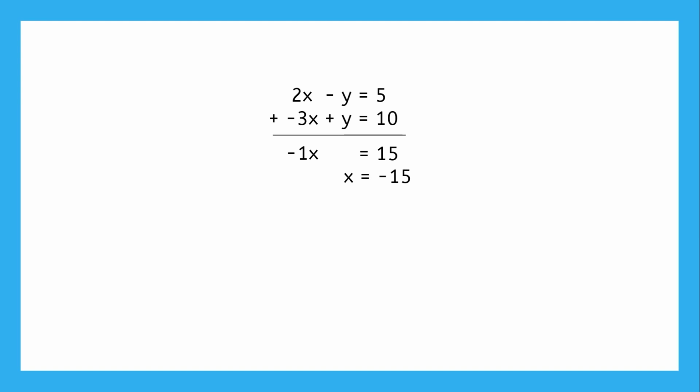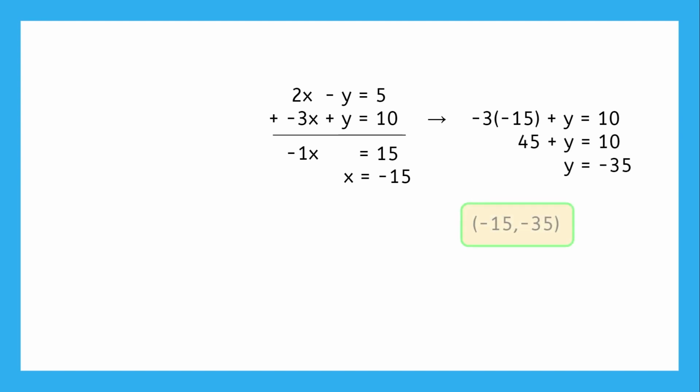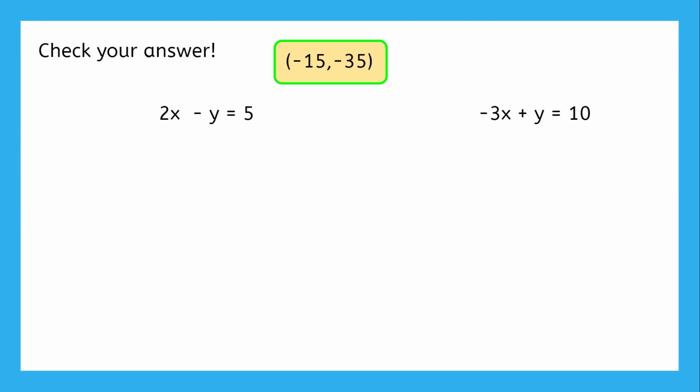Now we can do the same thing we did with substitution. Plug in negative 15 for x in either of the original equations, and solve for y. And just like that, we've got values for both x and y, creating a solution to the system of equations. Don't forget to check your answer.